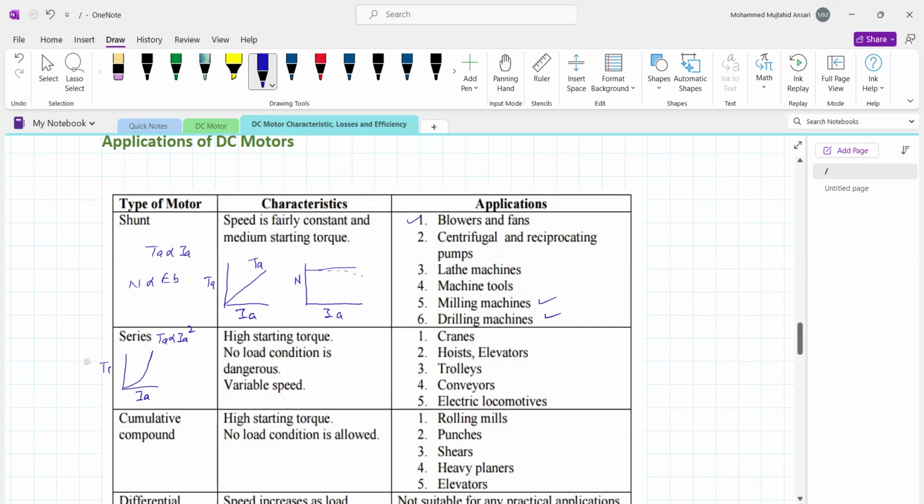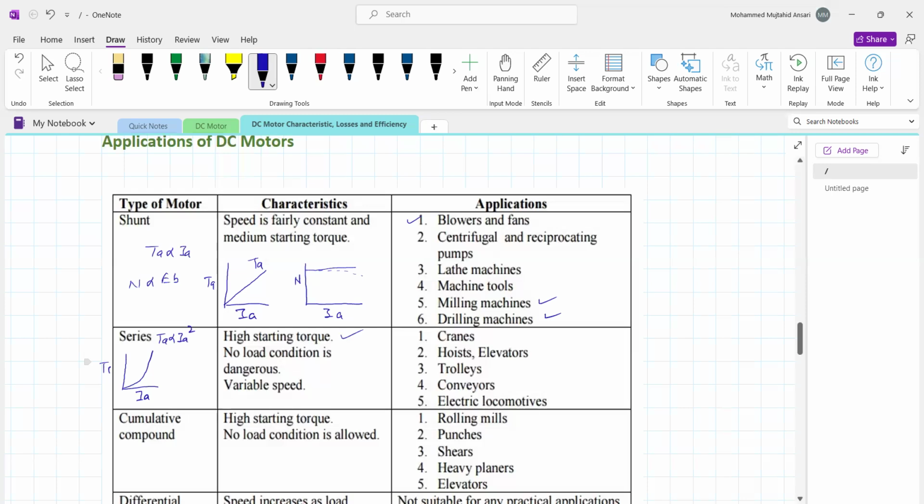Let, for example, the starting current is 10 ampere, the torque will be 10 Newton meter, say. Whereas if the starting current of DC series motor is 10 ampere, the starting torque will be square of current, that is 100 Newton meter. So we can say that the starting torque of DC series motor is large. So it provides the high starting torque.